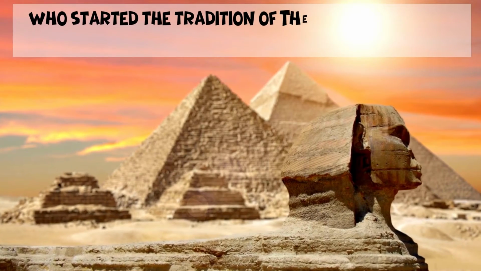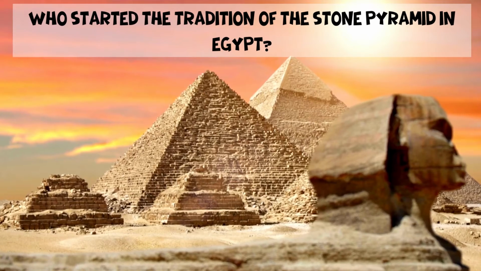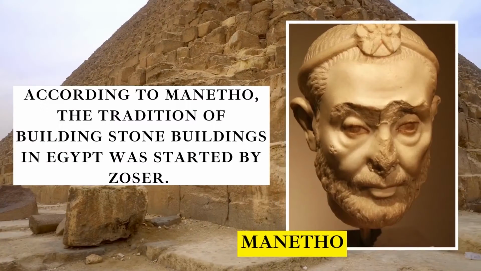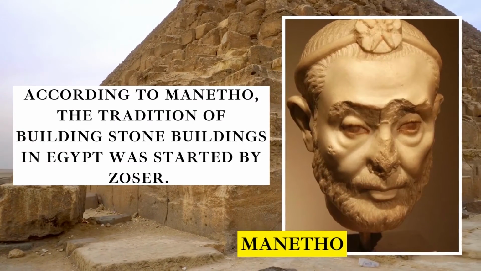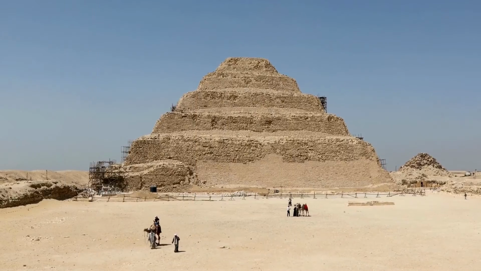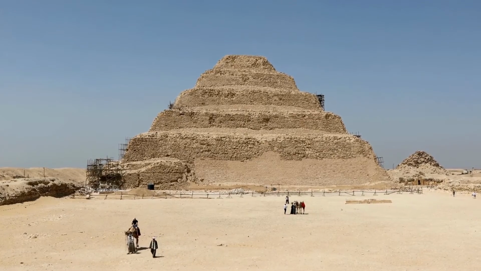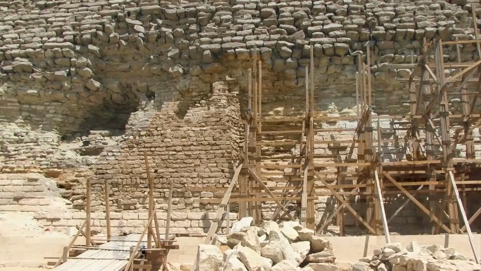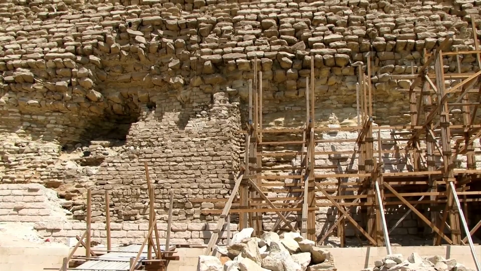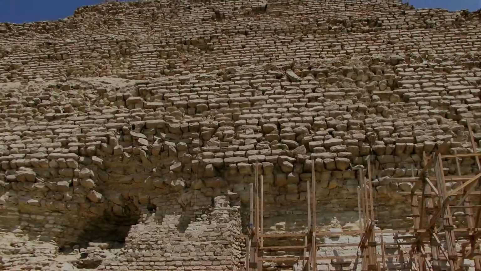Who started the tradition of the stone pyramid in Egypt? According to Manetho, the tradition of building stone buildings in Egypt was started by Djoser. Archaeological research has found that the construction of buildings using stone existed even before that. But there is no doubt that the construction of large buildings using stone began with Djoser.